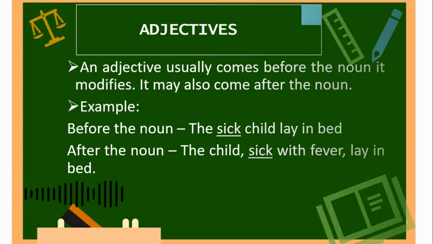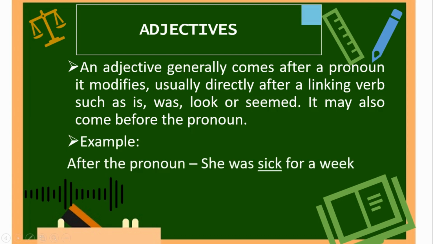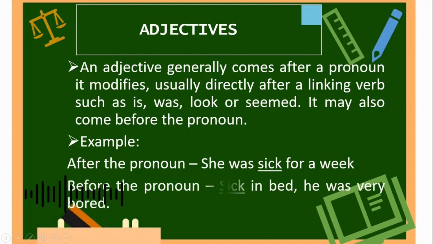An adjective generally comes after a pronoun it modifies, usually directly after a linking verb such as is, was, look, or sing. It may also come before the pronoun. Example, after the pronoun: she was sick after a week. Before the pronoun: sick in bed, he was very bored.